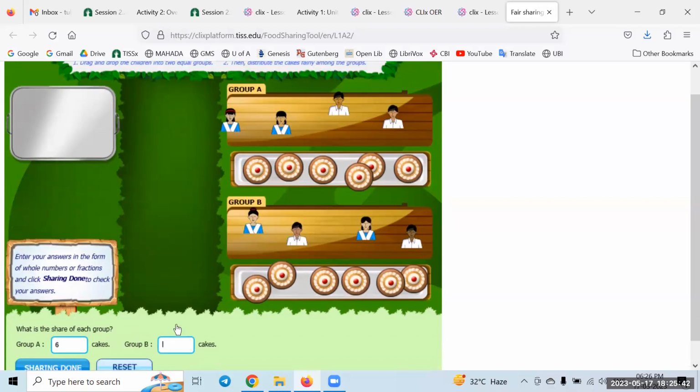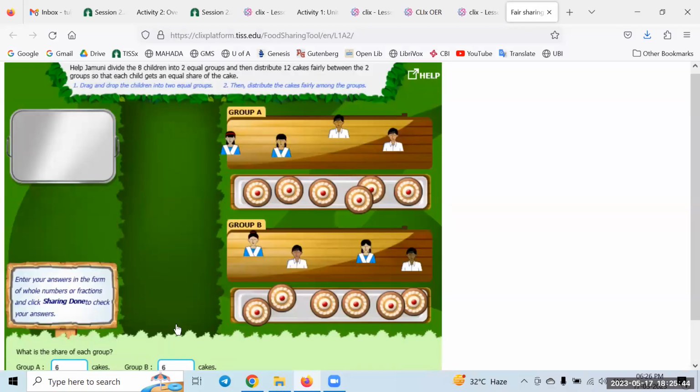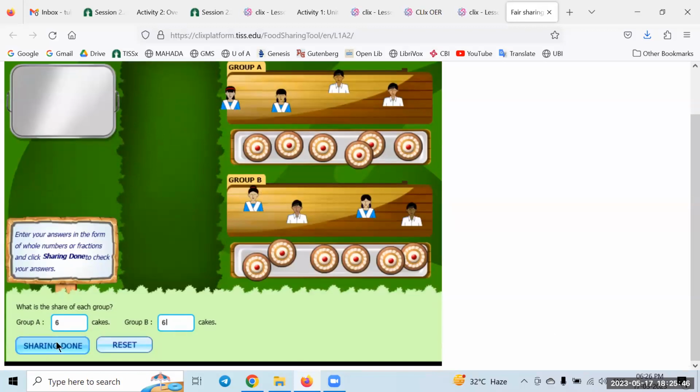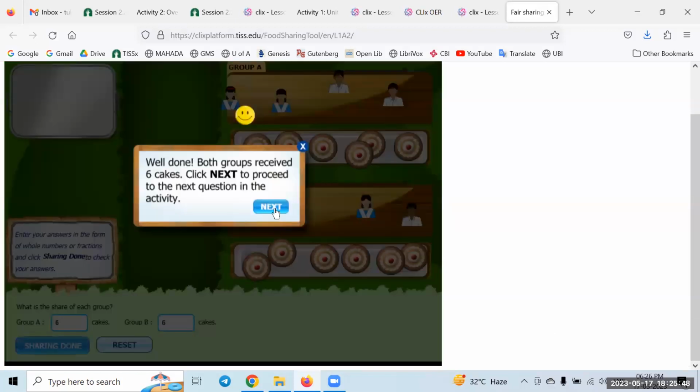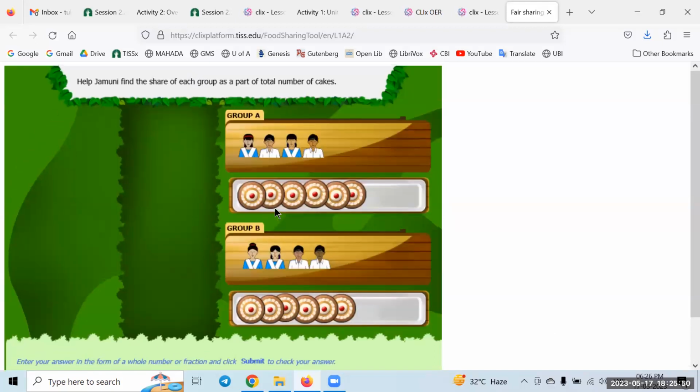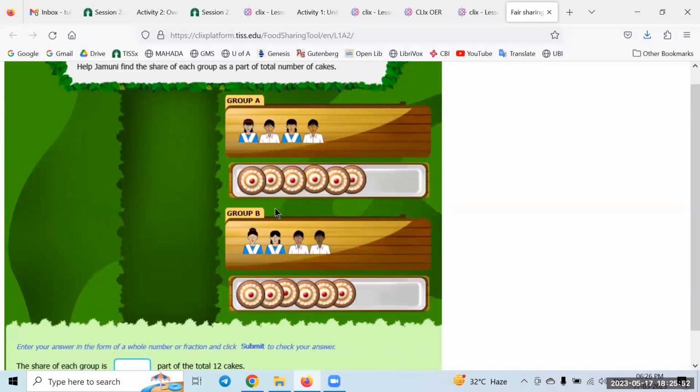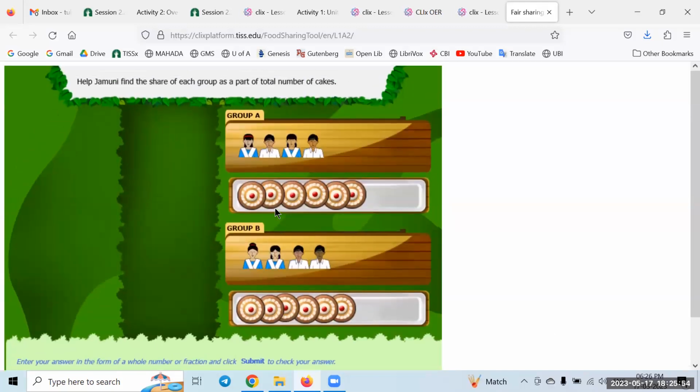Tuba, let's go to the next one. No, I just put it. So sharing done. Sharing done. Yes, well done. So this is just to make them think, but see, this question is important for the next one when they have to distribute into unequal groups.